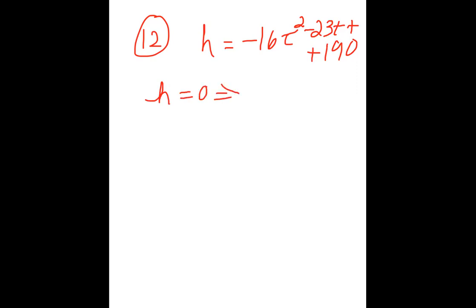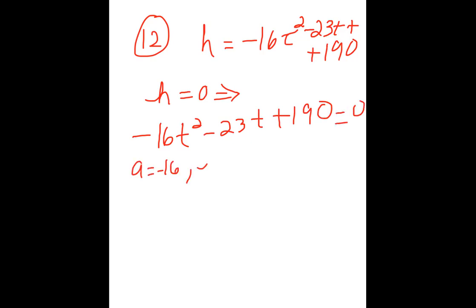So in other words, at what time will the height be 0? What value of t will make this equation equal out to 0? And they want you to round this to the nearest tenth, guys. So a is equal to -16. B is -23. C is 190.